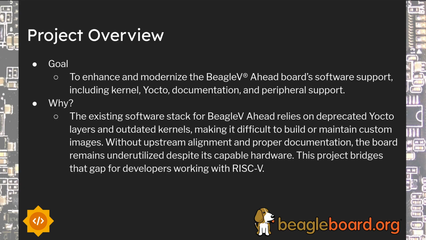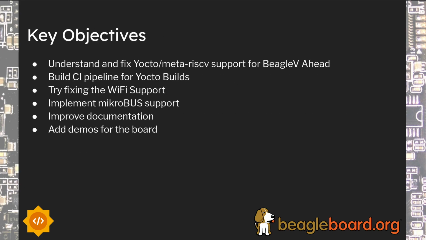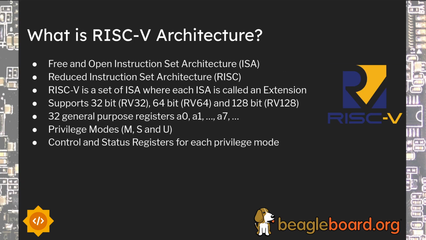So this project tries to fix those issues so that more and more developers can get access to this board and develop with it. The key objectives are to first understand and fix the Yocto meta RISC-V support for BeagleV Ahead. Then we'll create a pipeline for daily Yocto builds, and then I will try fixing the Wi-Fi support. Then we'll be implementing the mikroBUS support for this board, and then some documentation needs to be improved. A few areas are still unclear. We'll try to fix those, and then we'll add a few demos on using this board.